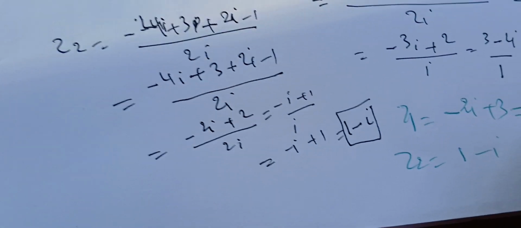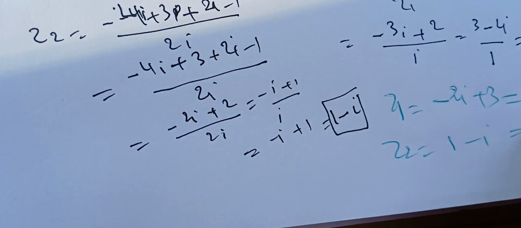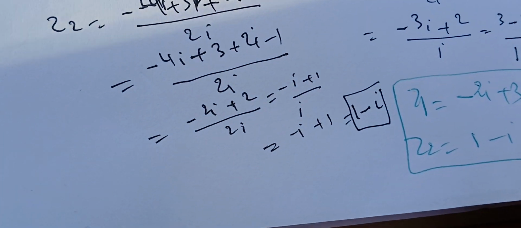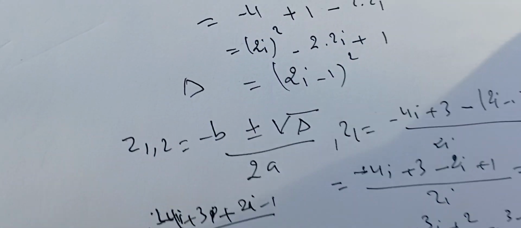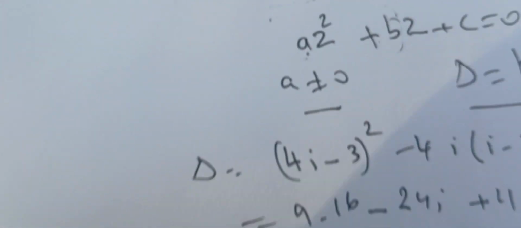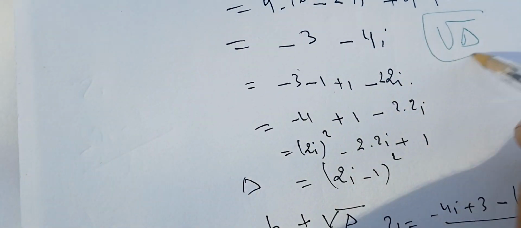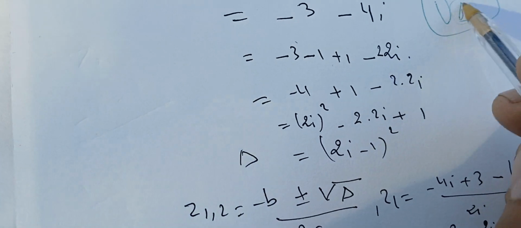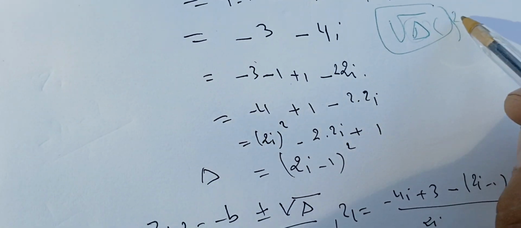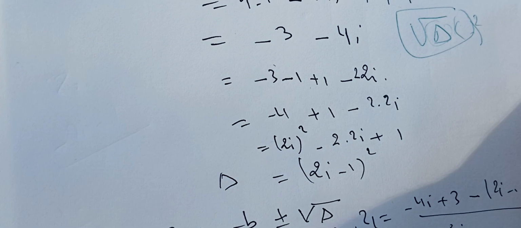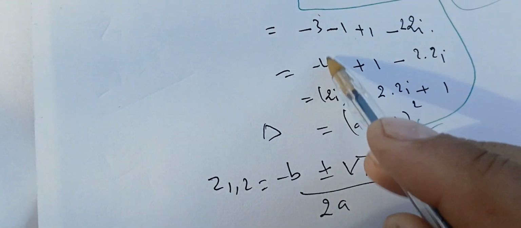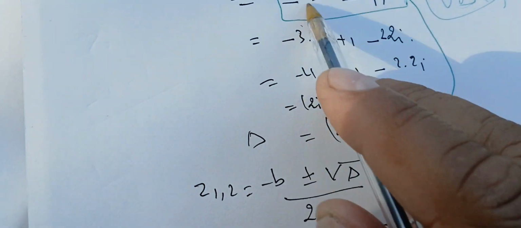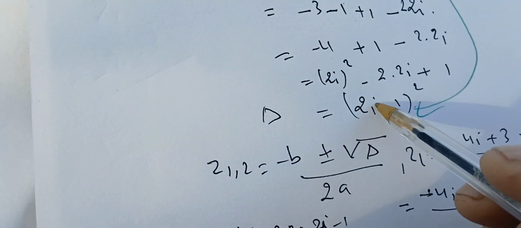Let me write this in algebraic form: 3 minus 2i, and 1 minus i. This is the best algebraic form. So we found the solutions for this equation. It's the usual way. The only thing is that when we have the square root of delta, we try to write delta in some square form. For me to get this one into this form, I had to write it this way because I noticed this, or maybe because I know how to write this one.